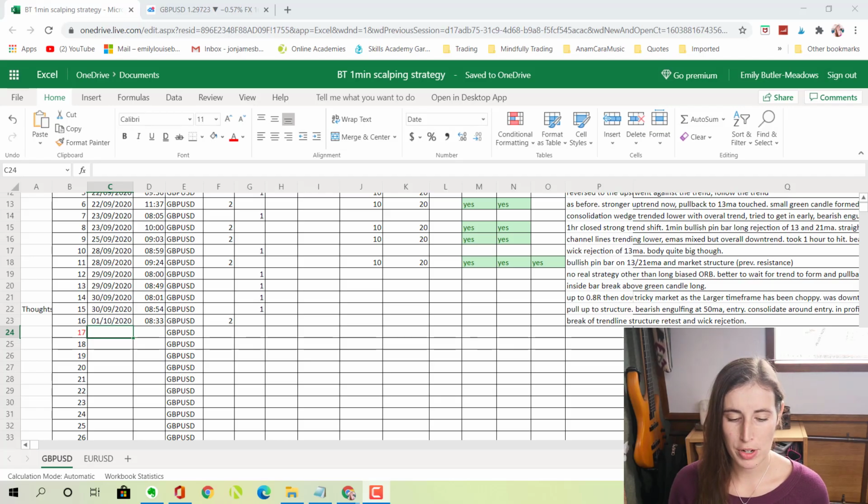Okay guys, so I've got my spreadsheet open here where I've been recording my data backtesting this new strategy, and I've been using the pound dollar for carrying this out, and as you can see so far I've done 16 different entries. So I'm going to be carrying that on today with you and sharing a little bit more about the strategy that I've been developing.